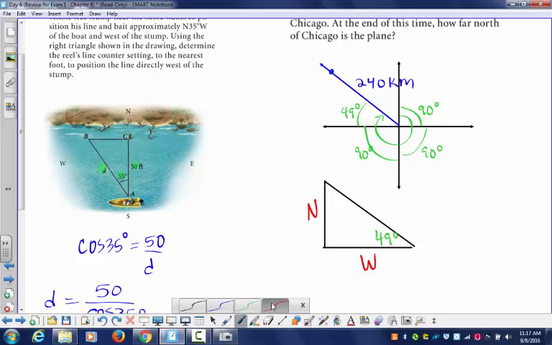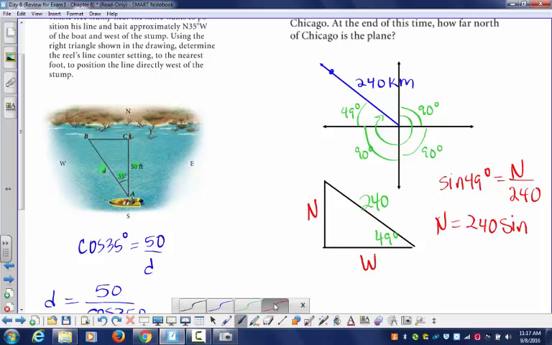And then it's simple trig from there. So the hypotenuse is given to be 240. And if the question they asked was about north, so let's do north first. If we find the sine function of 49, that will be equal to opposite over hypotenuse, so that's n divided by 240. So n will be 240 multiplied by sine of 49.